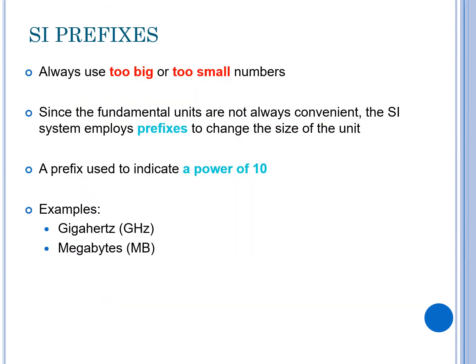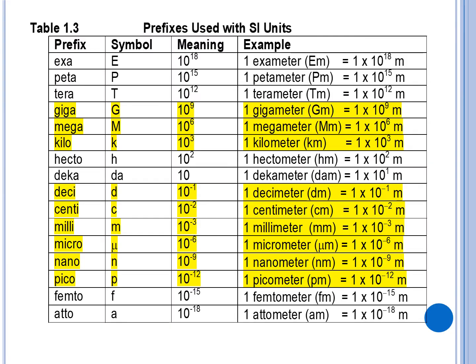So SI also has prefixes because the number is sometimes too small or too big. So we put the prefix in order to make it more convenient for SI units. Prefixes are used to indicate the power of 10, for example gigahertz or megabytes. This is an example of the prefixes used: we have exa, E, 10 power of 18.